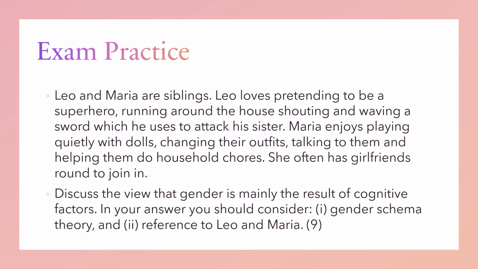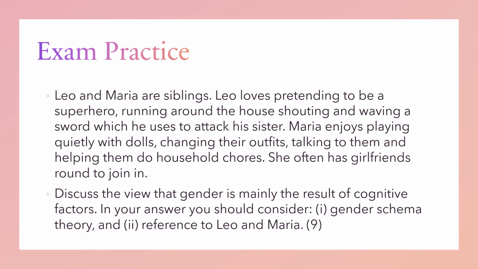Leo and Maria are siblings. Leo loves pretending to be a superhero, running around the house, shouting and waving a sword, which he uses to attack his sister. Maria enjoys playing quietly with dolls, changing their outfits, talking to them, and helping them do household chores. She often has girlfriends around to join in. So the question is, discuss the view that gender is mainly the result of cognitive factors. In your answer, you should consider gender schema theory and refer to Leo and Maria.